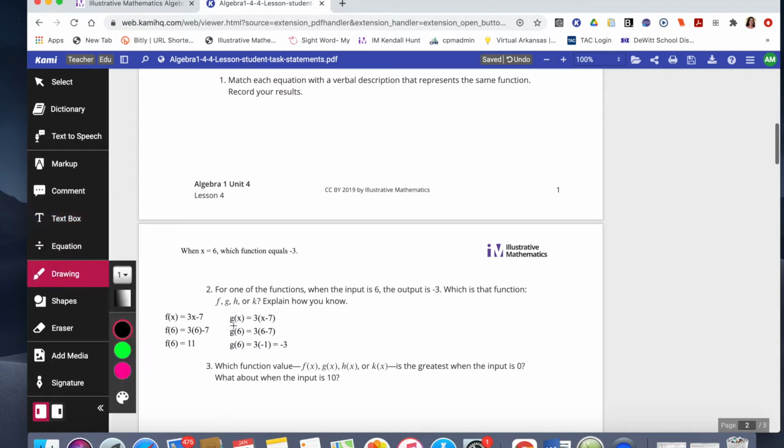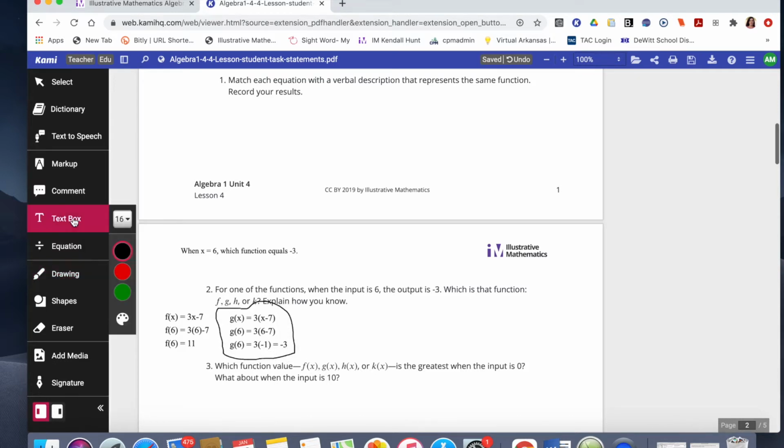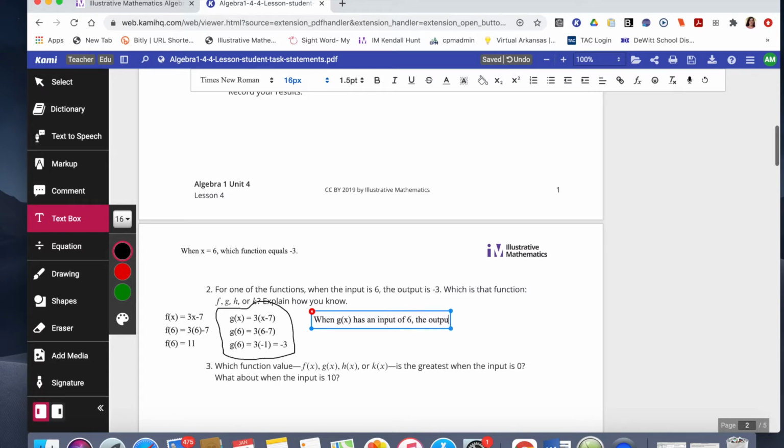So I guess you could draw that around it maybe. And then over here it says explain how you know. When g of x has an input of 6, the output is negative 3.